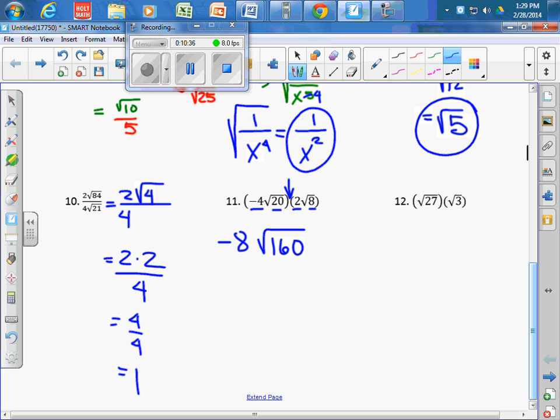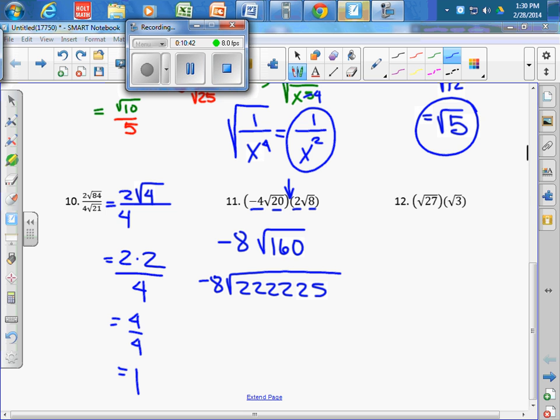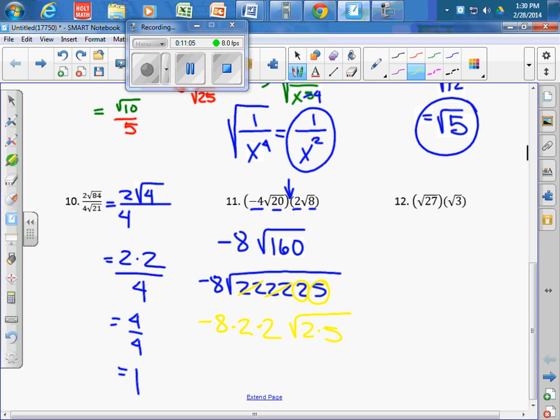Are we done here? No, because now I need to find the prime factors of 160. So I'm going to have negative 8 times the radical of 2 times 2 times 2 times 2 times 2 times 5. The negative 8 stays in your problem, remember. It's times this 2 times this 2 that we pull out. This 2 and this 5 stay back. So outside the radical, I have negative 8 times 2, negative 16, times 2, negative 32. Inside the radical, I have radical 10.